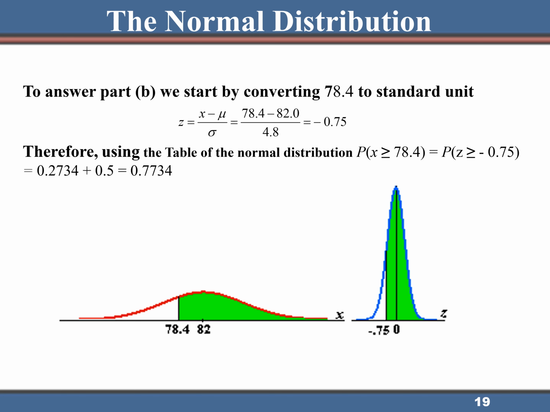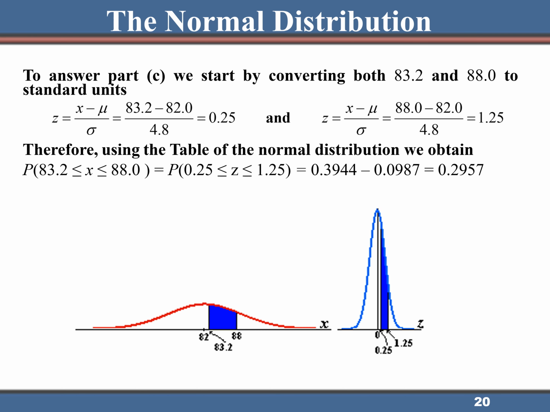Similarly, in Part B, we convert 78.4 to a z-score of negative 0.75 and use Table 1 to find the answer, which is 0.7734. In Part C, we need to convert both 83.2 and 88 to z-scores. The corresponding z-scores are 0.25 and 1.25. Then we use Table 1 to get the shaded area in the figure to the right, which is equal to 0.2957.